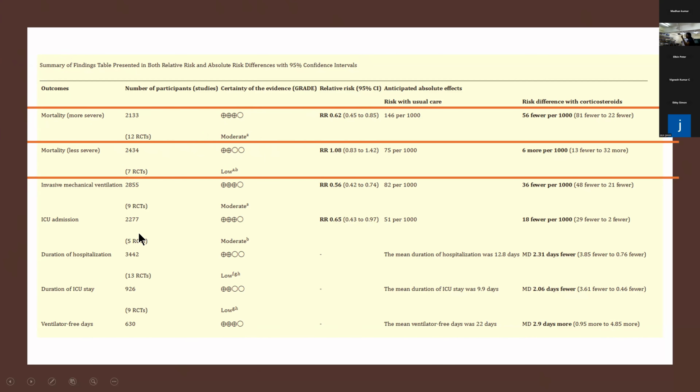Okay, we'll come to that. What about the next line? That is in the less severe pneumonia, the relative risk is 0.108 and your confidence interval is 0.83 to 1.42. You have a low certainty of evidence. Do you think this is imprecise or not?